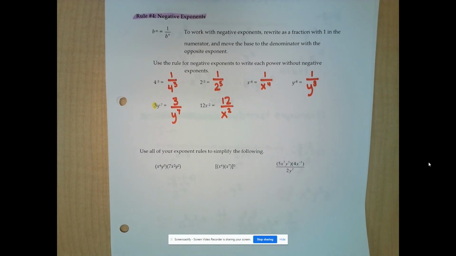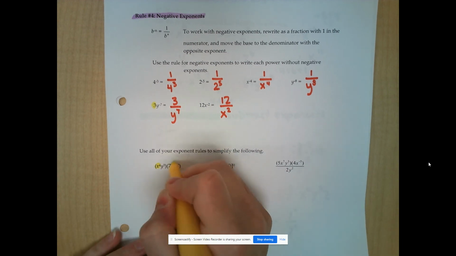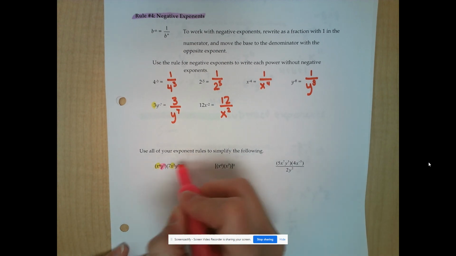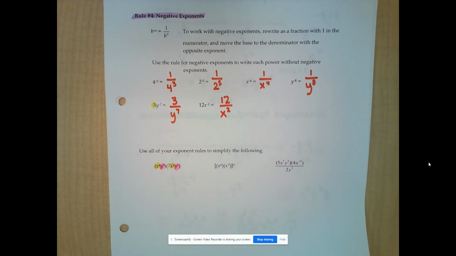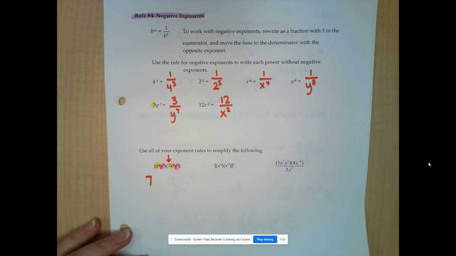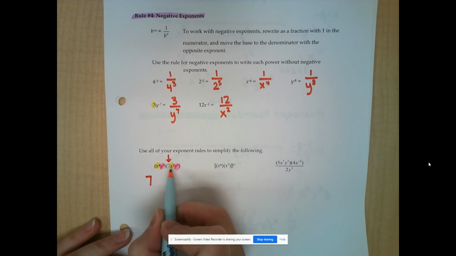Last but not least, we just have this one where it's sort of a mix of a little bit of everything. This first one you'll notice is all multiplication. So I'm looking for anything that has the same base. I've got an x to the 4th and an x to the 2nd. Those will be able to be combined. I also have a y to the 3rd and a y to the 2nd that can be combined. Remember, when it's multiplication, you add the exponents. So I have a 7 sort of hanging around with nothing to mix with. X to the 4th, x to the 2nd. If I add those exponents together, I get x to the 6th. Y to the 3rd, y to the 2nd. When I add those exponents together, I get y to the 5th.